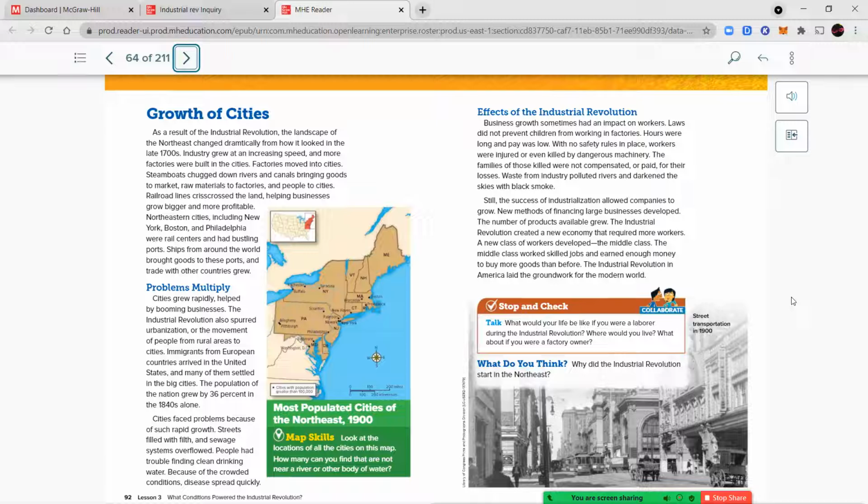But the problem was there were no rules in place to keep people safe, about making sure they're working a reasonable number of hours. What would happen if someone was injured or killed while they were at work? The pollution that was being caused by these different factories, all of these are different effects from the Industrial Revolution. So there were some good effects and there were some bad effects that came from it.